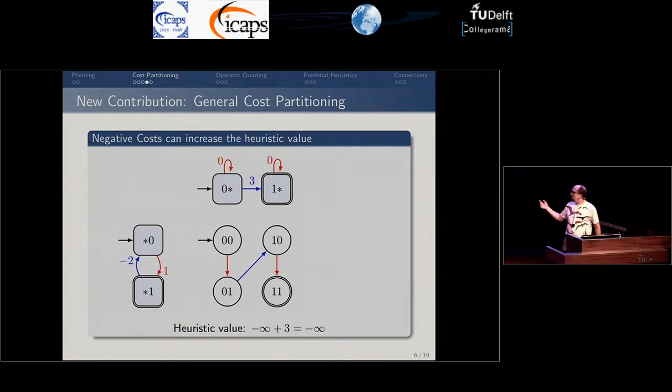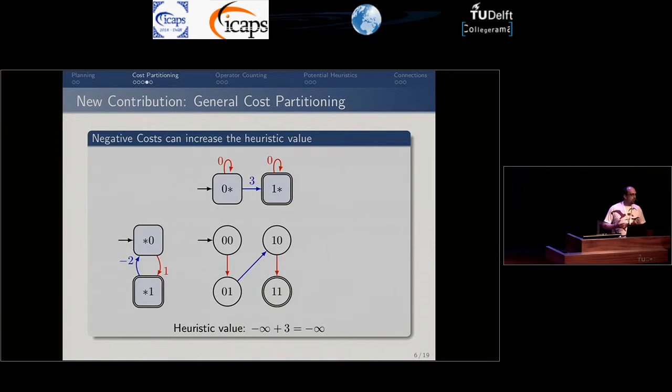But then the top abstraction indeed has a value of 3, but the left abstraction now has a cycle with negative cost, which means we can reach the goal with cost that is as low as we want by just repeating the cycle more and more often. So in this case, the cost in the left abstraction is -infinity, and in total, this is a valid way of splitting up the cost. It's just not a very good one, because it leads to a heuristic value of -infinity.